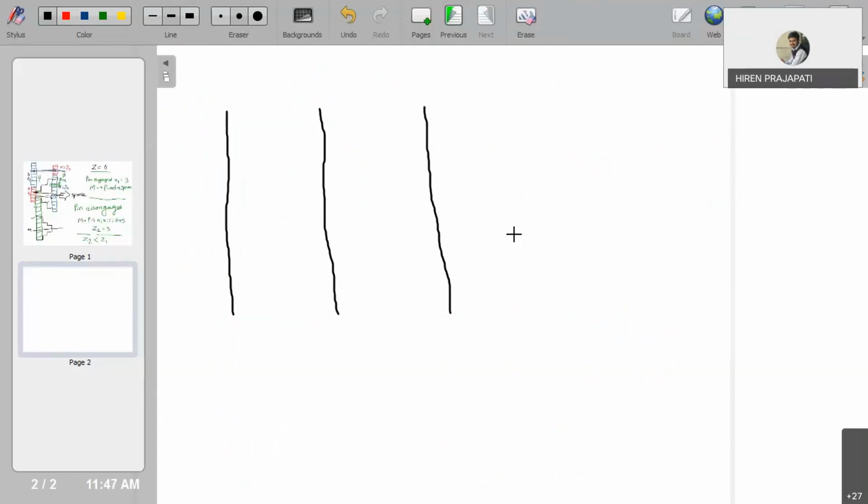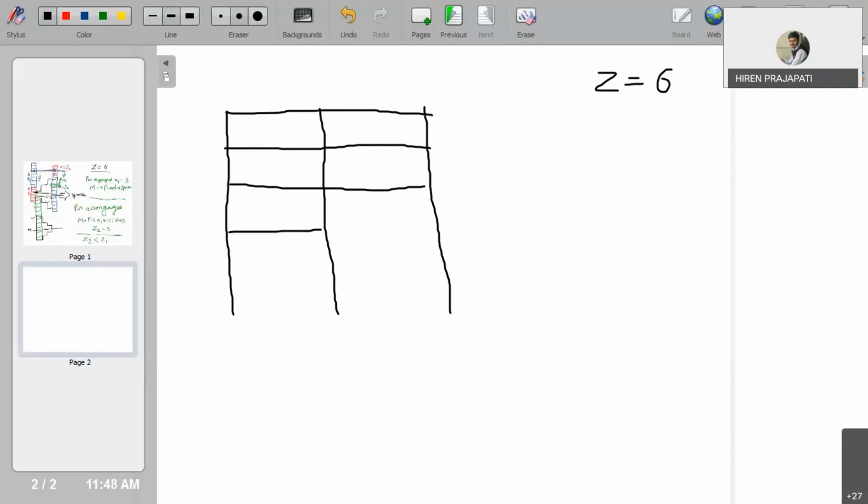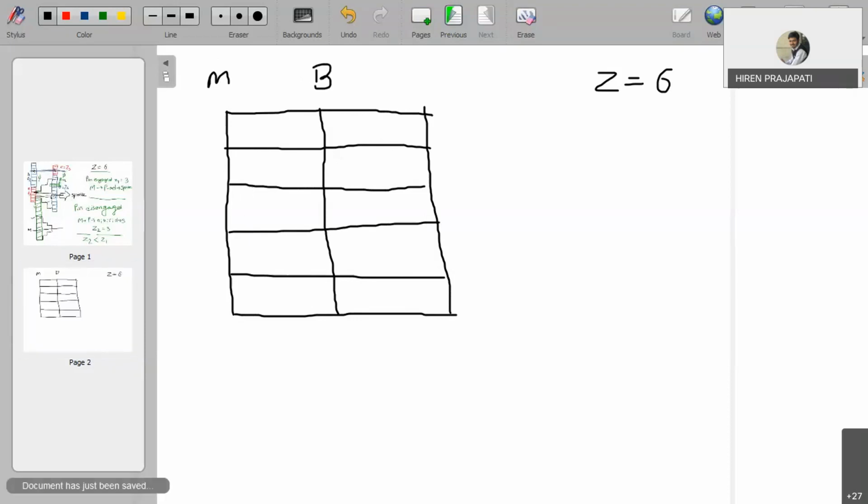So 3 vertical lines. Now if Z equals 6, then we need to go for 6 horizontal lines. So 1, 2, 3, 4, 5, and 6, right? Now let me give names. This is the motor shaft, this is the back gear shaft, and this is the spindle shaft, right?